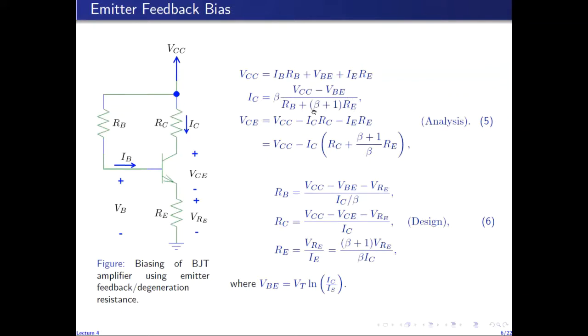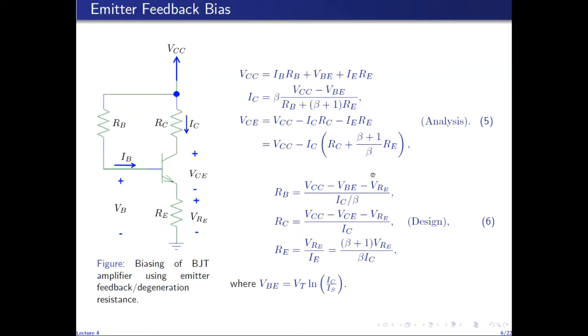And since beta typically has large values, of the order of 100, beta over beta plus 1 is almost 1, very close to 1. So if we are able to approximate the denominator with beta plus 1 RE, then we can make IC approximately independent of beta.